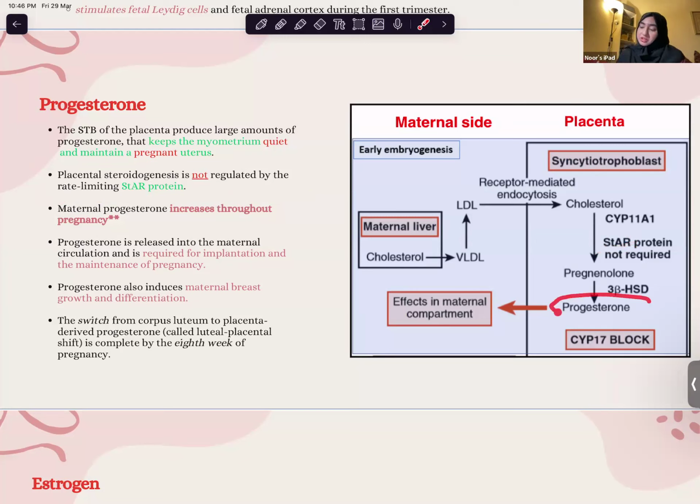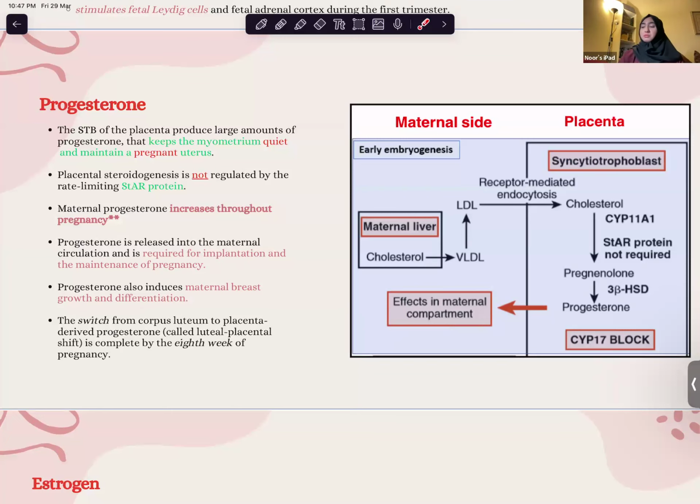So once the progesterone is formed, what happens? It is going to affect the maternal compartment. It will come to the maternal compartment once it's formed, and it will have some effects. What are the effects? Progesterone is released into the maternal circulation and is required for implantation and maintenance of pregnancy. Remember, very important for maintenance of pregnancy and keeping the myometrium, or the uterus, calm or relaxed. It also induces maternal breast growth and differentiation.